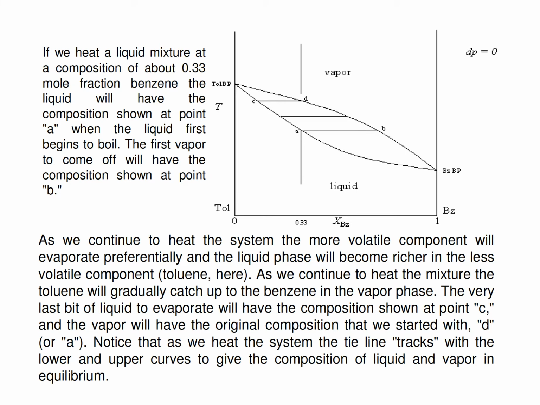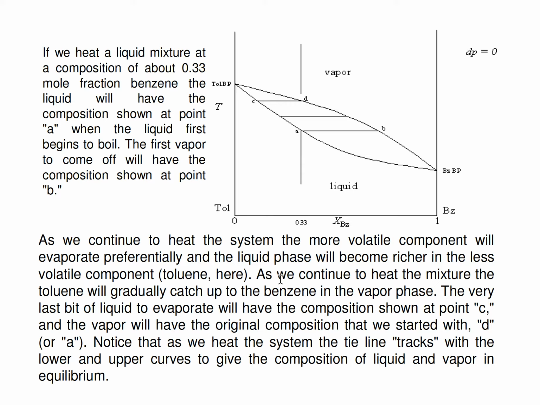Okay, if we heat a liquid mixture at a composition of about 0.33 mole fraction benzene, the liquid will have the composition shown at point A, so here, when the liquid first begins to boil. The first vapor to come off will have the composition shown at point B. After that, as we continue to heat the system, the more volatile component will evaporate preferentially and the liquid phase will become richer in the less volatile component, which is toluene here.